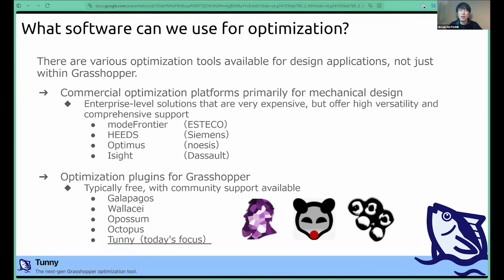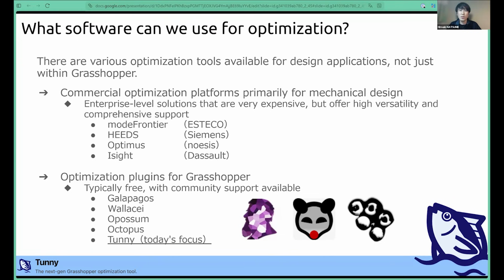However, if you are working with a Grasshopper environment, there is a more accessible category of tools: optimization plugins for Grasshopper. These are typically free and backed by strong community support, making them ideal for architects and designers who are already familiar with the Grasshopper workflow. Some popular options include Galapagos, Wallacei, Opossum, and Octopus. But today, we will be focusing specifically on Tunny.